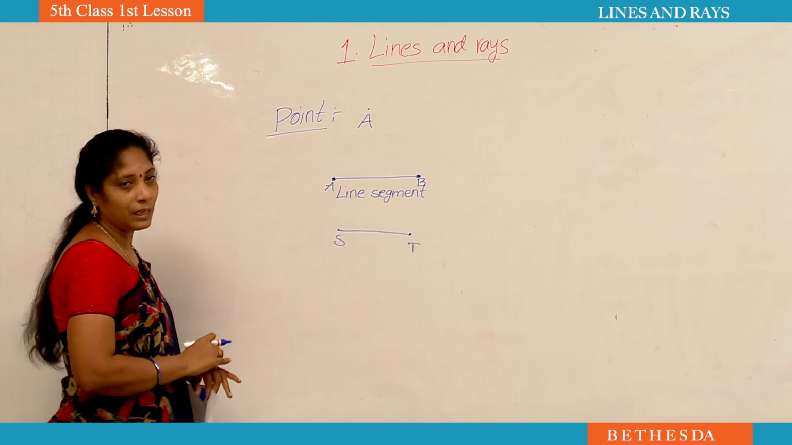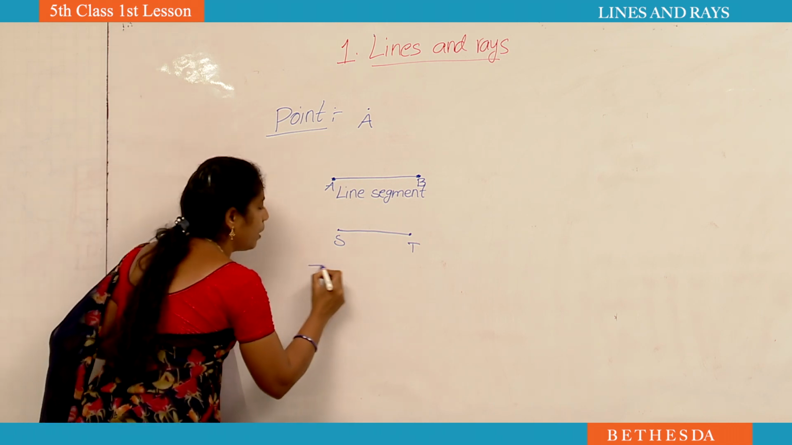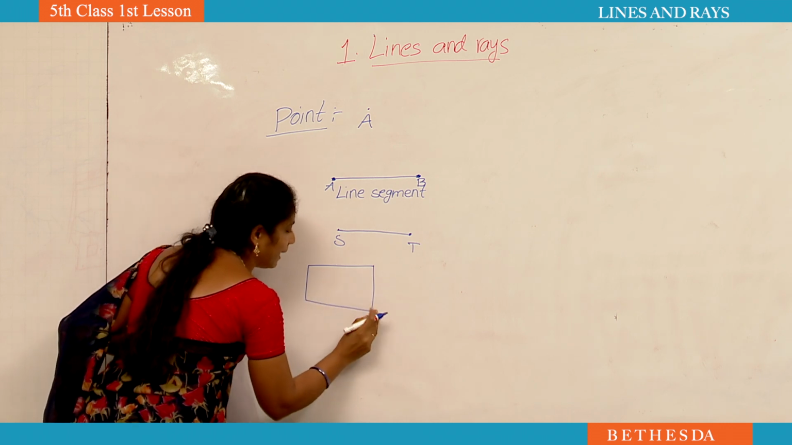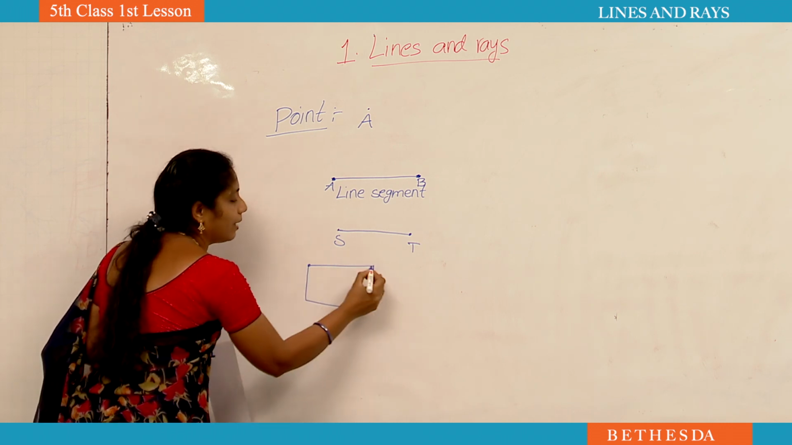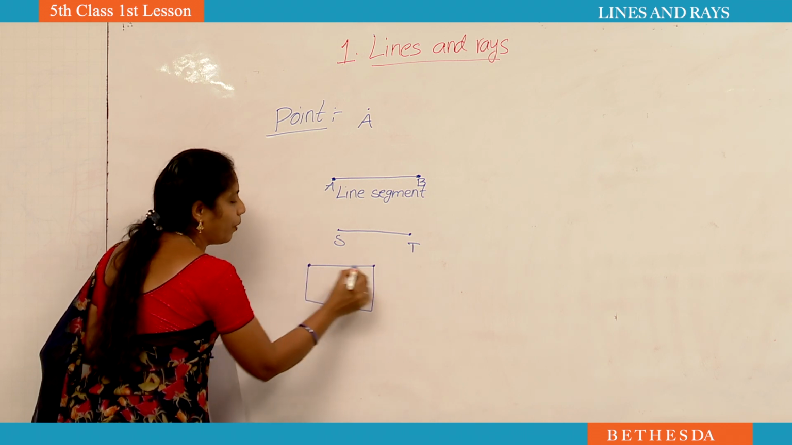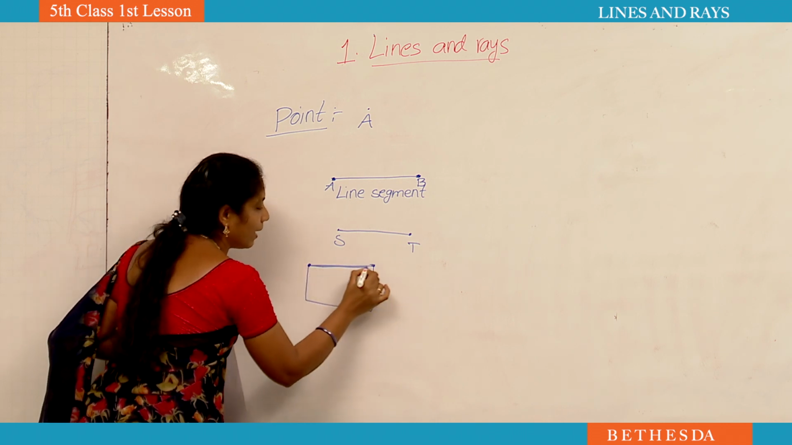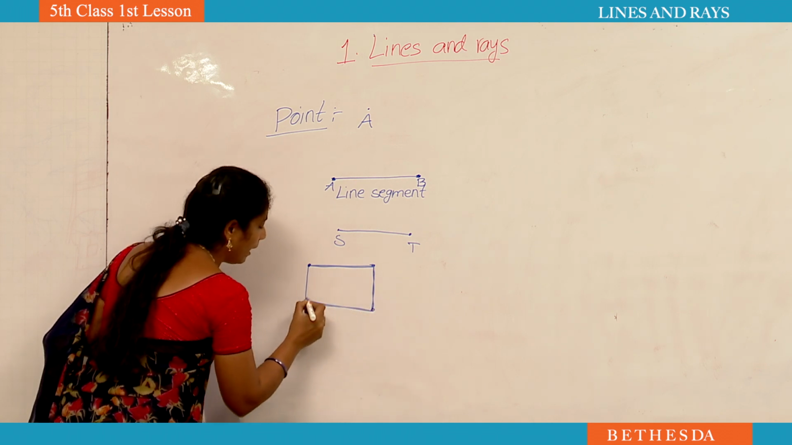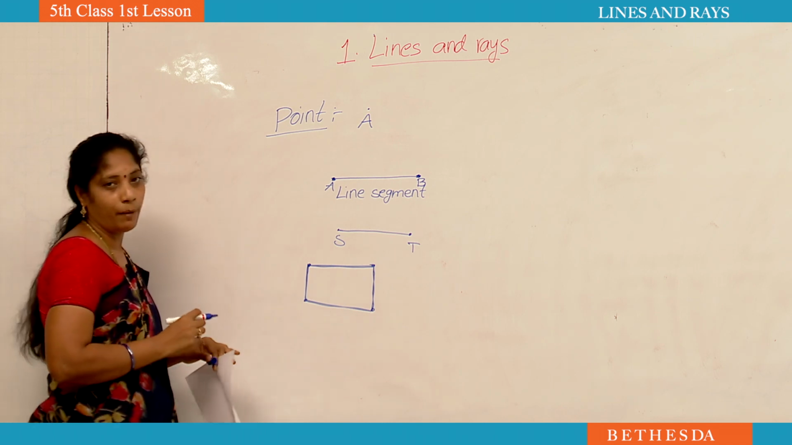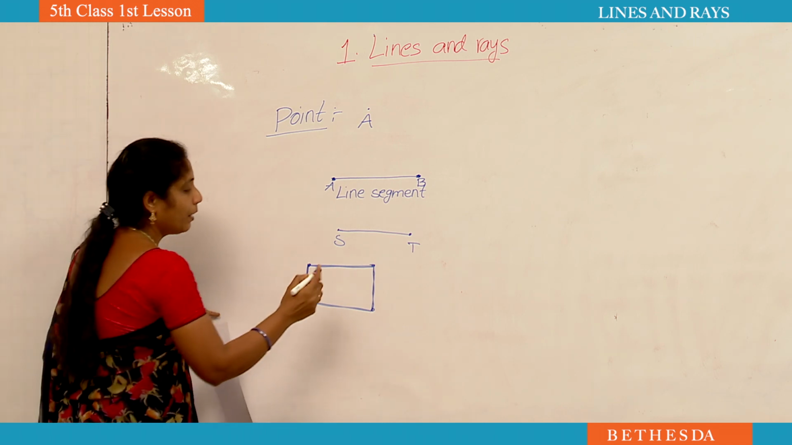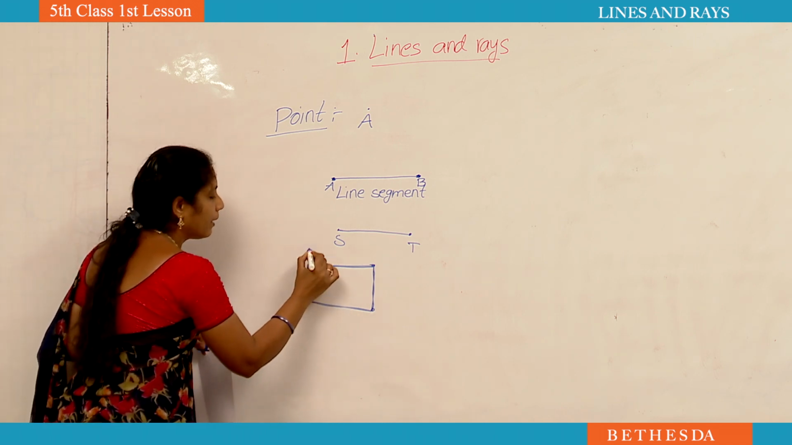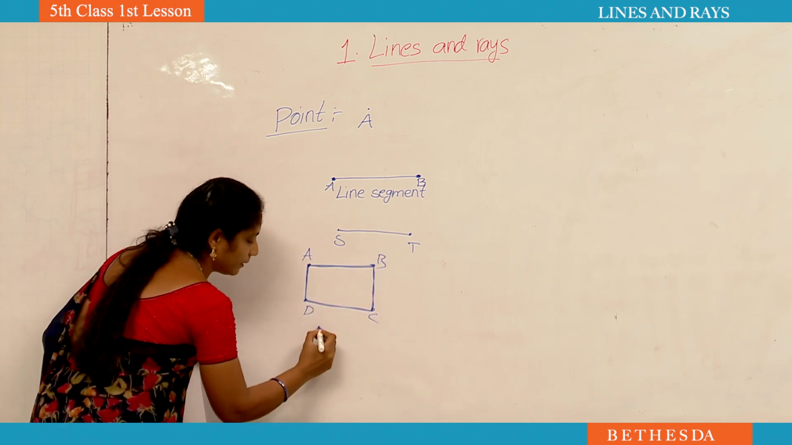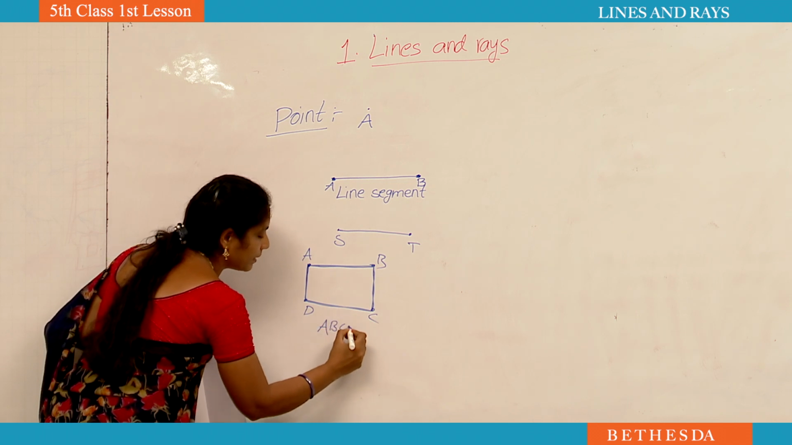If you observe shapes, for example a rectangle, it is made up of straight lines, and you can observe the corners, these are the end points. This is one line segment, another one, two line segments, and 4 and 5. A rectangle is made up of 4 line segments. Now we can give it the name A, B, C, D. Yes, ABCD is a rectangle.